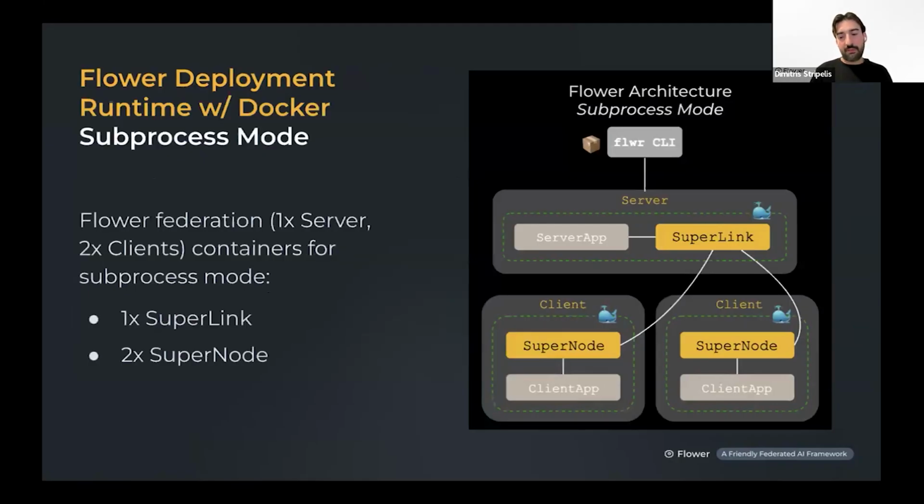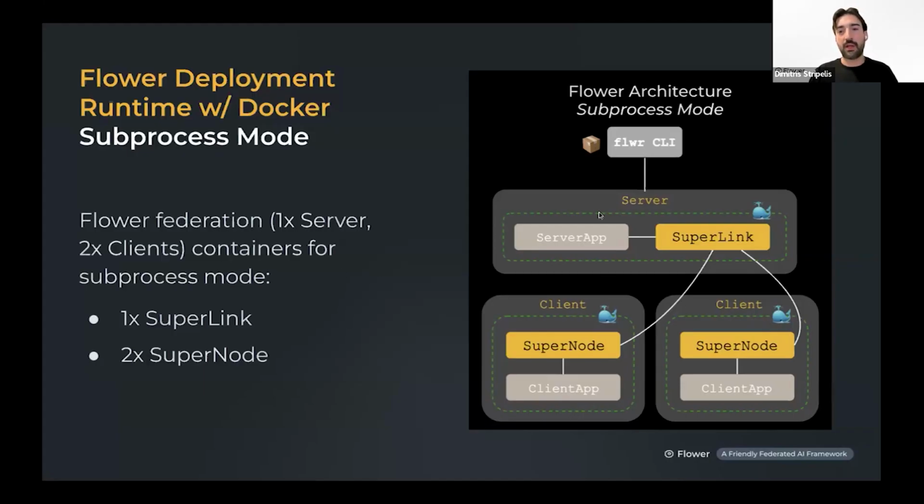Two more things happening under the hood of the Flower deployment runtime are the two different modes that we have. One is called subprocess mode, and the other one is called process mode. We're going to dive into both of them. What I'm describing here is the subprocess mode. Assuming we have a Flower Federation that consists of one server and two clients, the containers we need to execute our Flower deployment in this subprocess mode are one superlink and two supernodes.